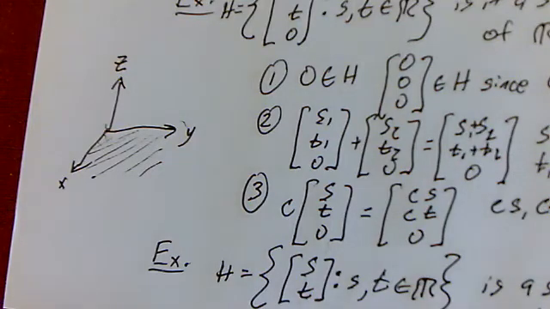And so similarly, R4 is not a subset of R3, R5 is not a subset of R4, right? The dimensions have to match up. Remember, the dimension was the number of vectors in a basis. So if you're in R4, you've got 4 basis vectors. If you're in R3, you've only got 3 basis vectors. Okay, so those bases have to match up.